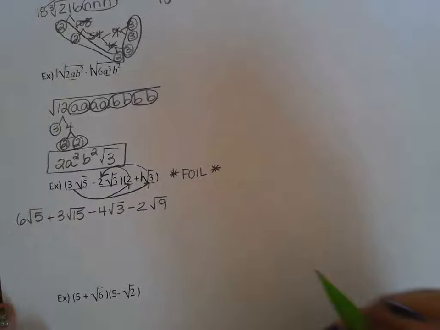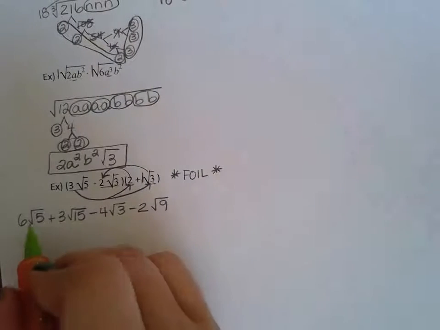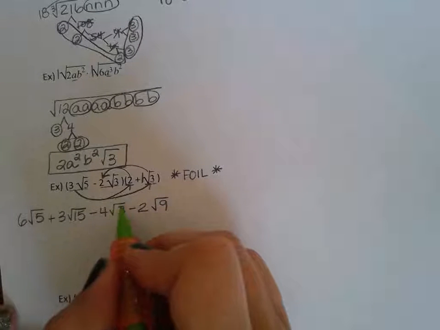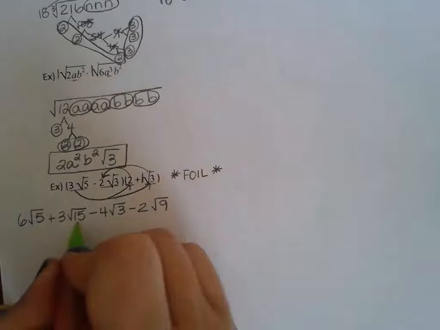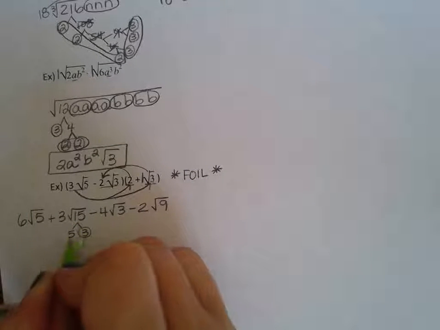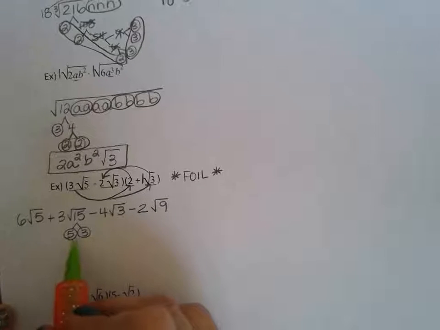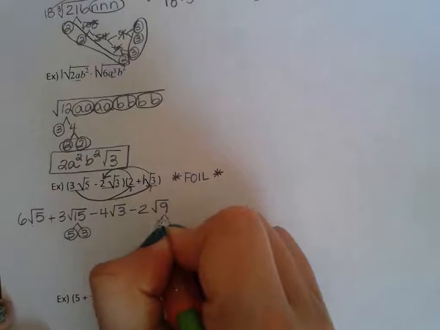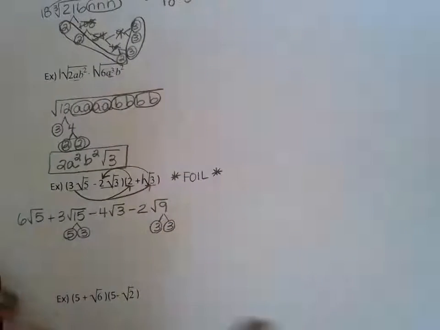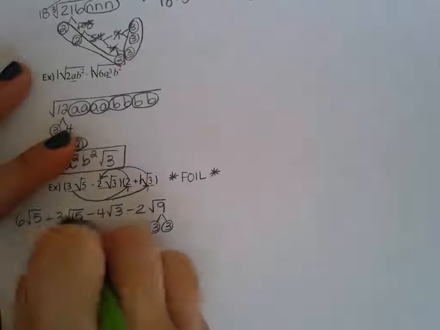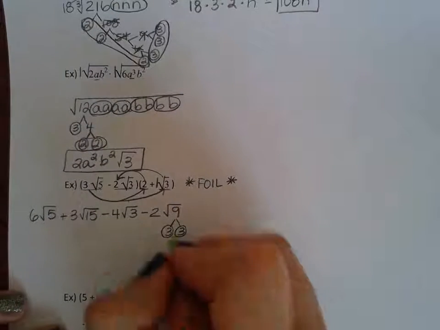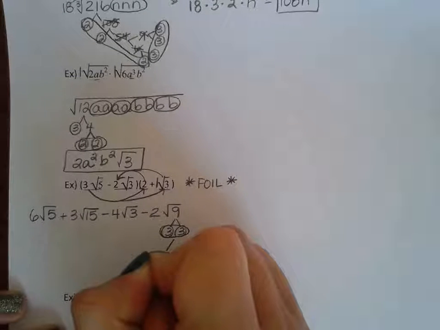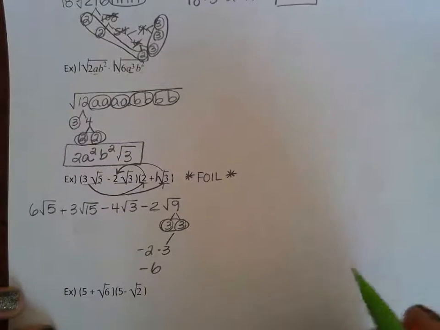Now from there, you can simplify as much as you can. 6 root 5 is not going to break down any further, so that's just going to stay there. Same with 4 root 3. That's not going to break down either. We can try to do 15, 5 times 3, but I can't get a group of 2 out of that, so that's going to stay the same also. The square root of 9, well, 9 is 3 times 3. So we can break down the square root of 9. I'm going to erase the other parts though. So I can get a 3 out of here, multiply it by this 2, so this is minus 6.